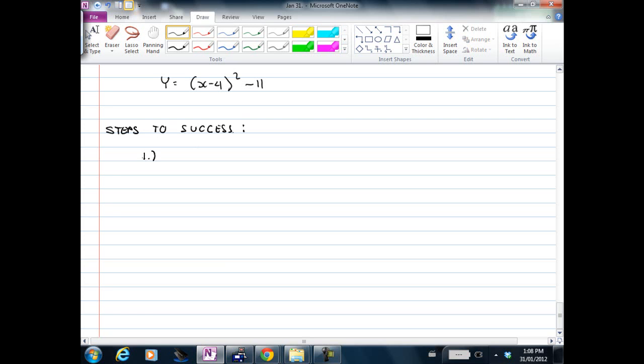Step 1: Place a bracket around your x terms. Very simple. Everyone can do step 1. Step 2. Step 2 is the most important step. If you screw up, it's because you screw up on step 2. I'm going to put a little star beside step 2.